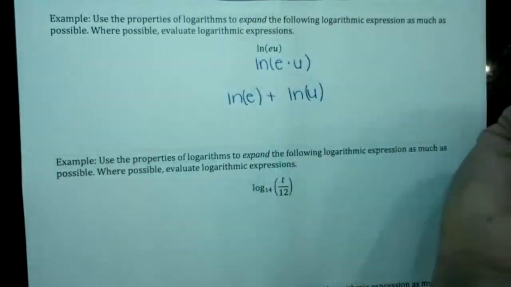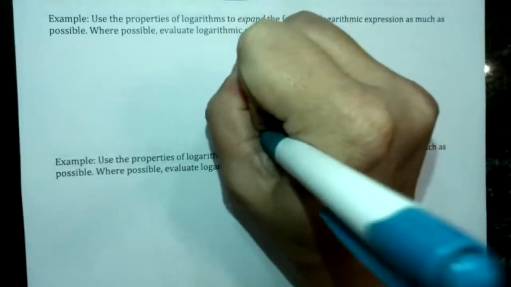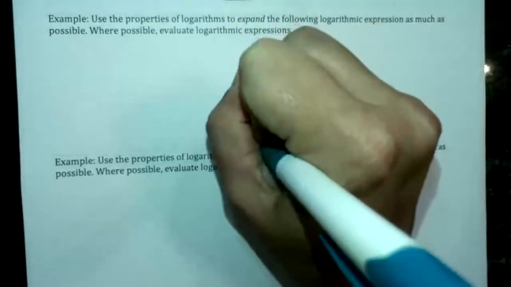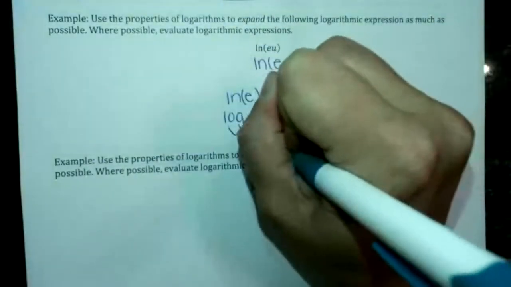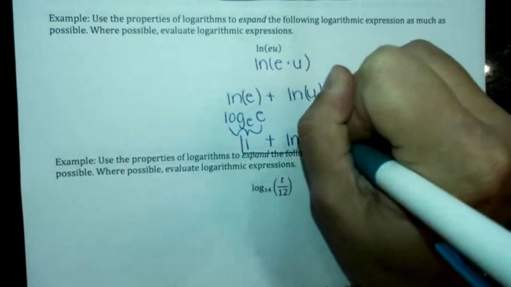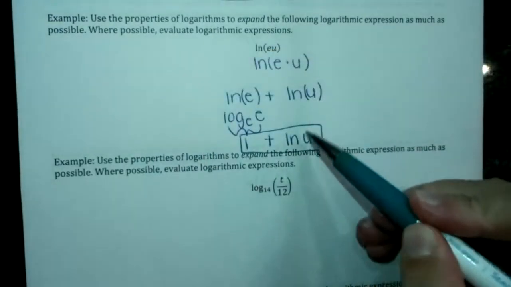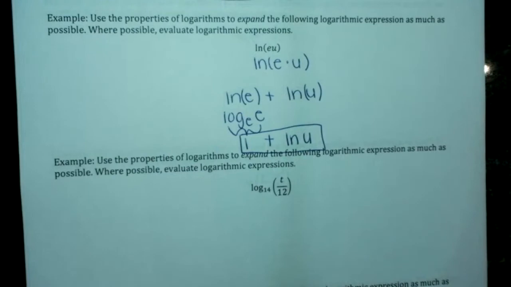It doesn't really matter. Now we know the natural log of e is log base e of e, which we know is just 1. So we can simplify this down into 1 plus the natural log of u. Log base e of u, I can't do anything there, so just leave it. 1 plus the natural log of u.